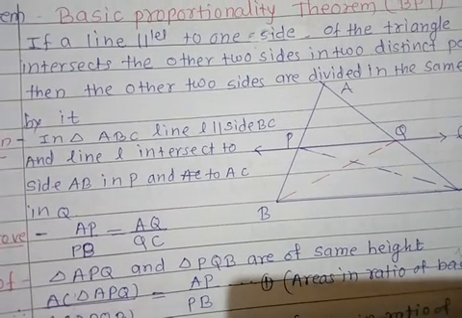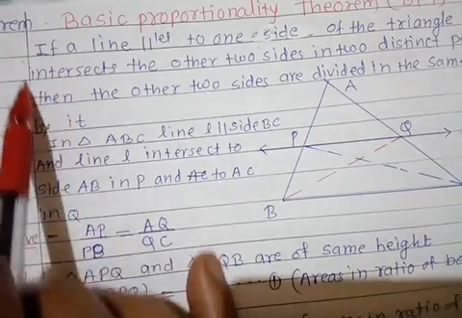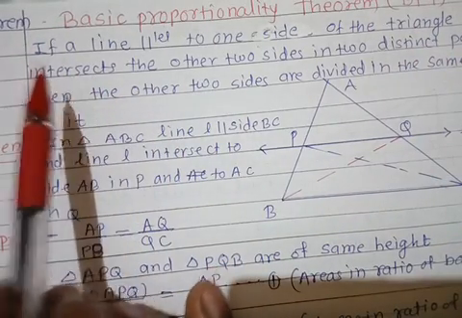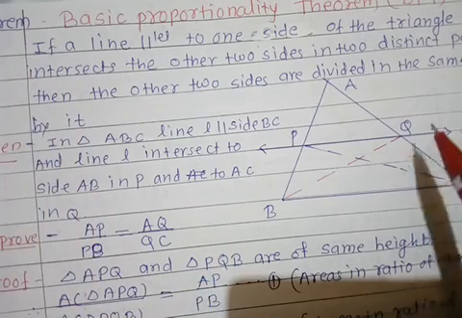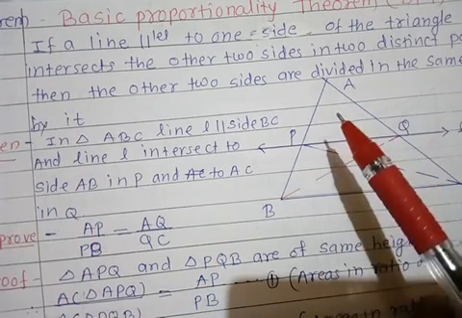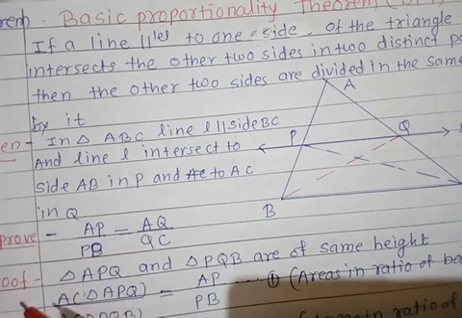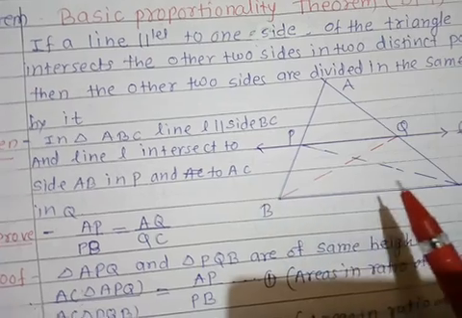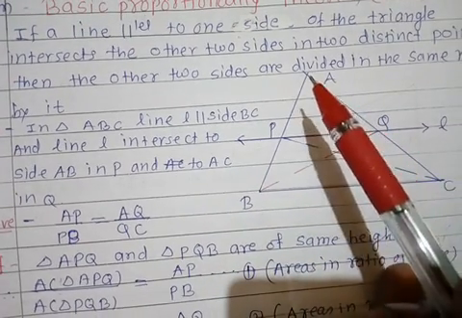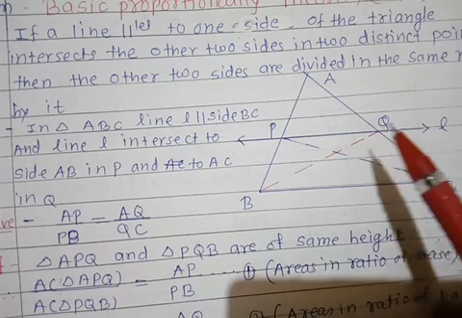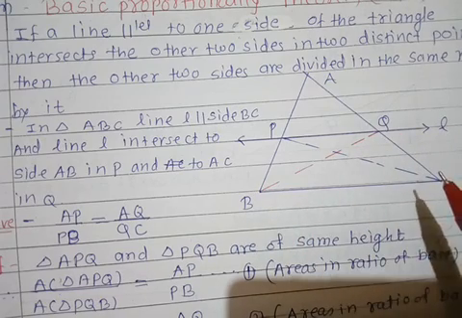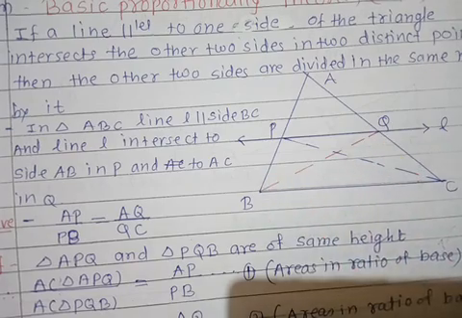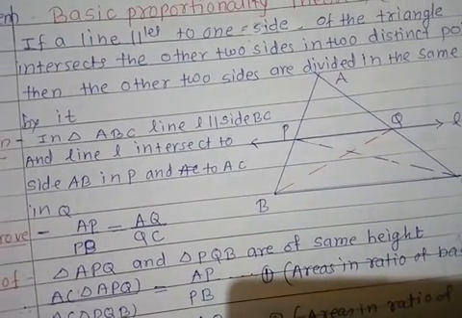That statement only is given in the exam, and you have to draw the figure yourself and write the given, to prove, and proof. Look here, first a triangle ABC has been drawn. Then take any line, that is the line PQ, parallel to BC. Look here, that is first the given.